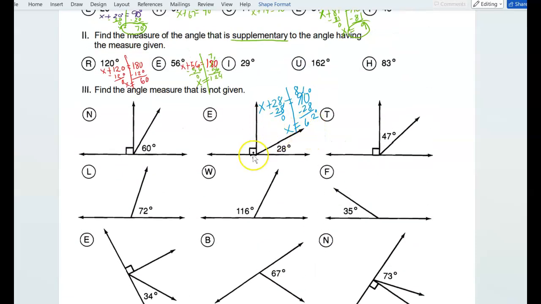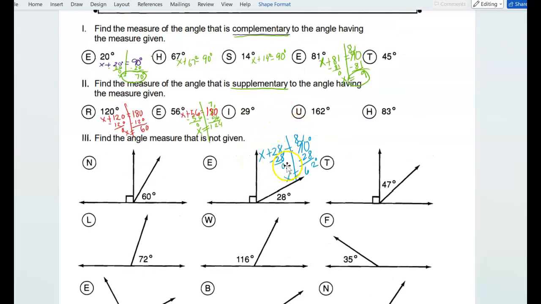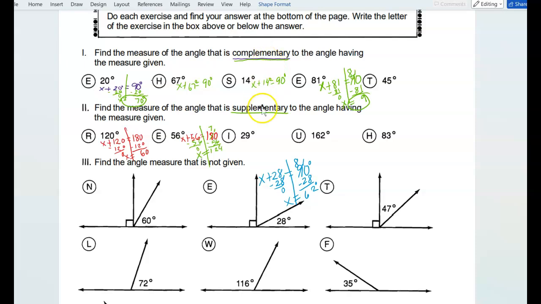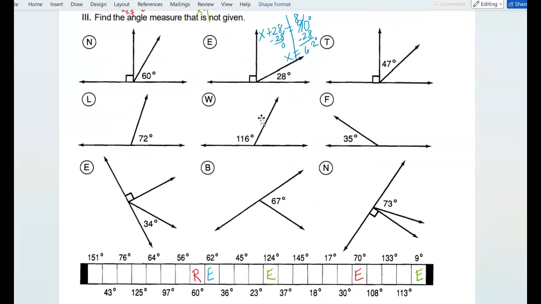All right, so we did this one equal to 90 degrees. We wrote our equation. It's complementary. Let's find a supplementary angle that equals 180. We're out of E's. Let's just do W, shall we? All right, we're going to set it. This is supplementary, by the way. We're going to set it equal to 180 degrees. And we add angles.